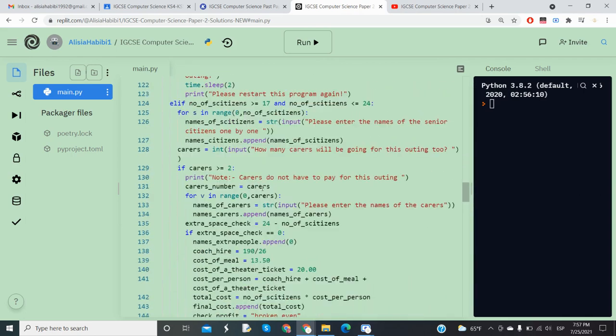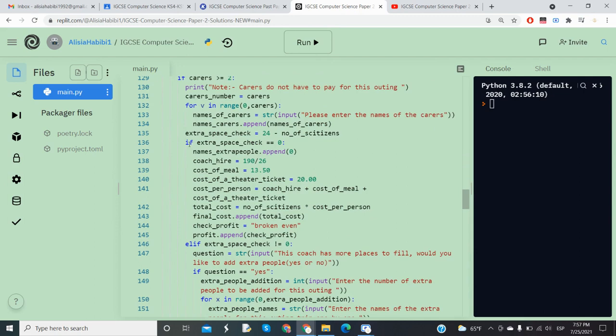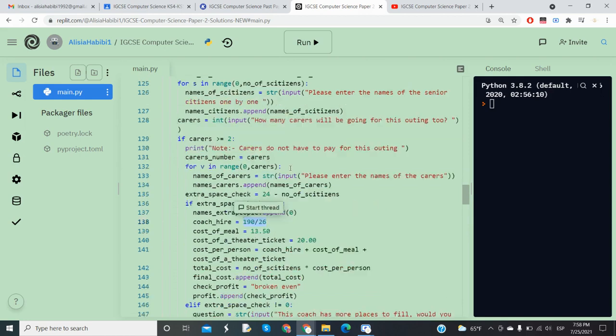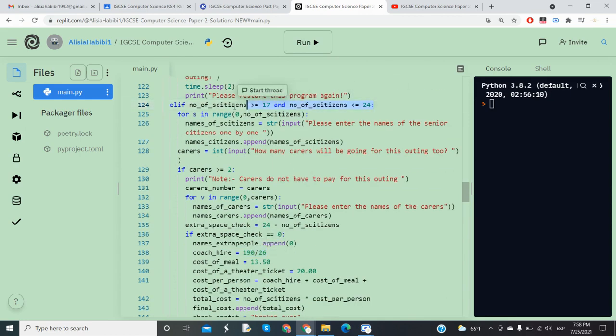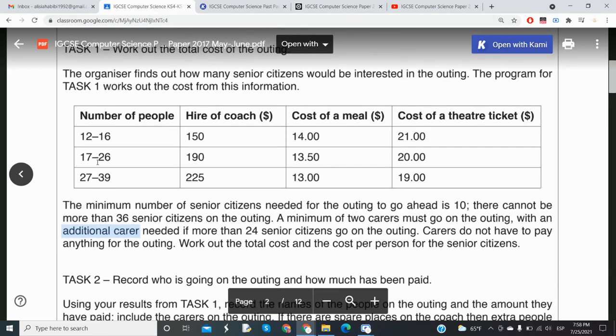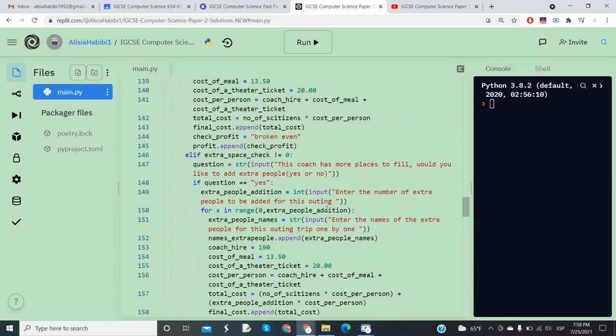So guys, it repeats itself, like I said. It checks for any extra space by subtracting the number of citizens from 24. I'm dividing this by 26 because it's the same coach you are hiring at $190. So you still have to divide it by 26, even though you've set the range here for just 17 to 24 people. But according to the information table, for anything from 17 to 26, this is the cost of the coach. So you need to divide it by 26 to determine the cost per person. And so that's why I did it that way.